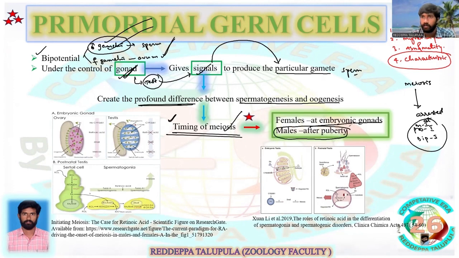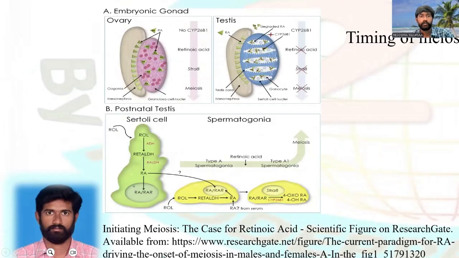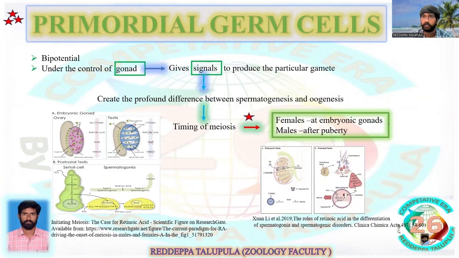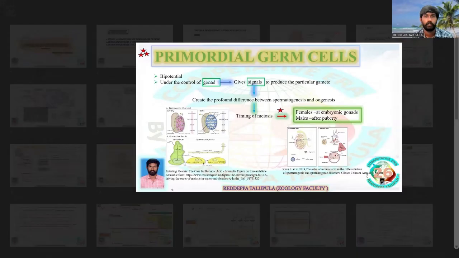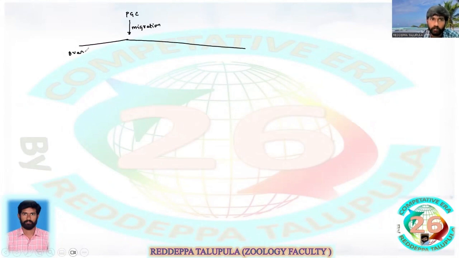What makes this difference of timing when we talk about the appearance of meiosis? Why is this timing different? Let us discuss that. Before that, I will take one new slide and give you clarity. See, PGC migration happened and they reach the gonads, whether it is ovary or testis. Okay, keep it in mind.